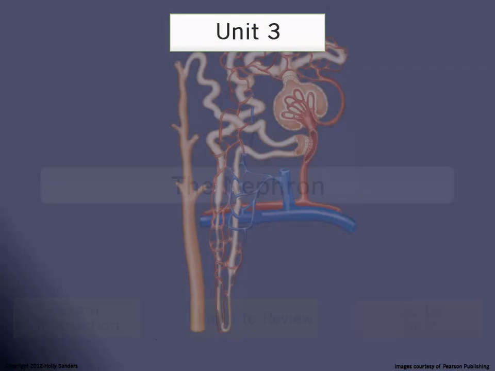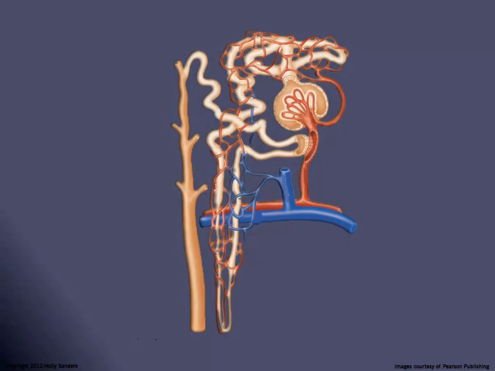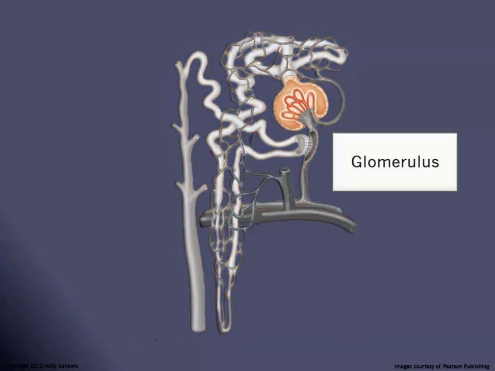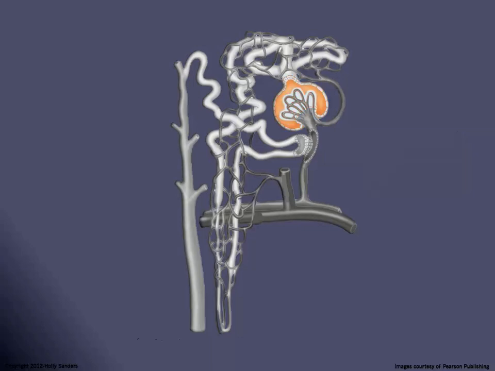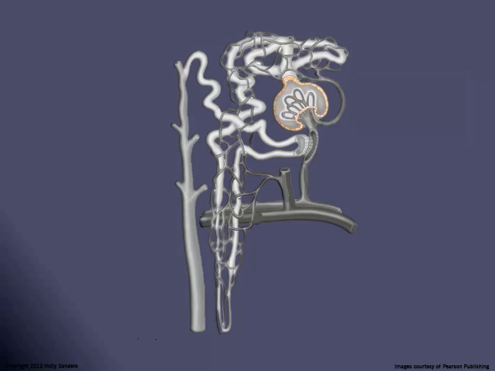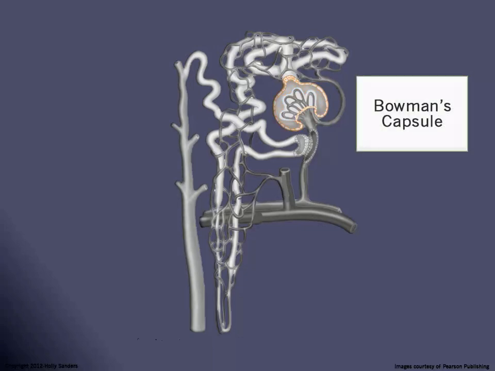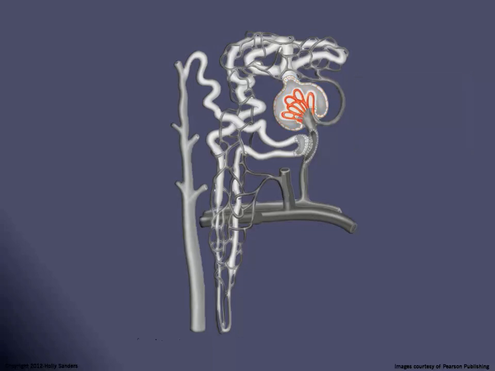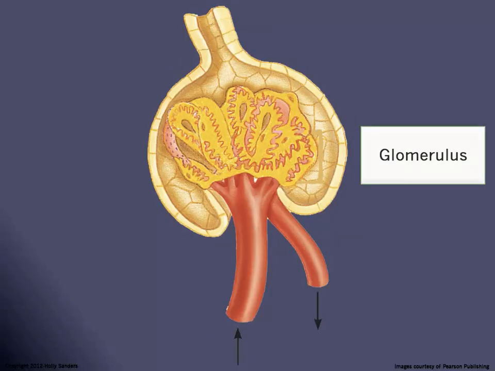Unit 3, the nephron. Start our study of the nephron with the glomerulus, which is the filtering unit of the kidney. There are over 1 million nephrons in each kidney, which means each kidney has over 1 million filtering units. Within the glomerulus, it's broken into an area called Bowman's space, Bowman's capsule, and the glomerular capillaries.